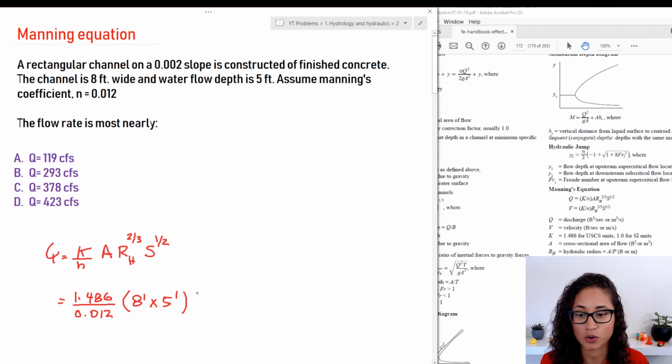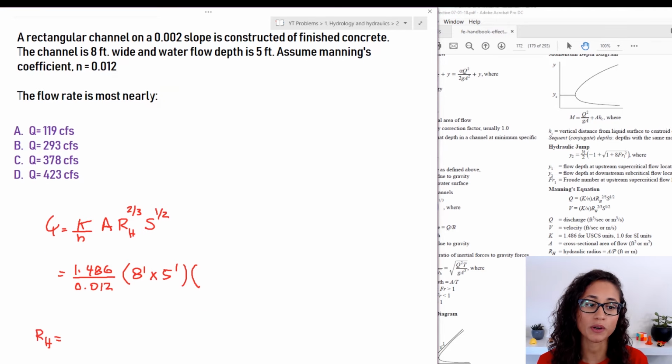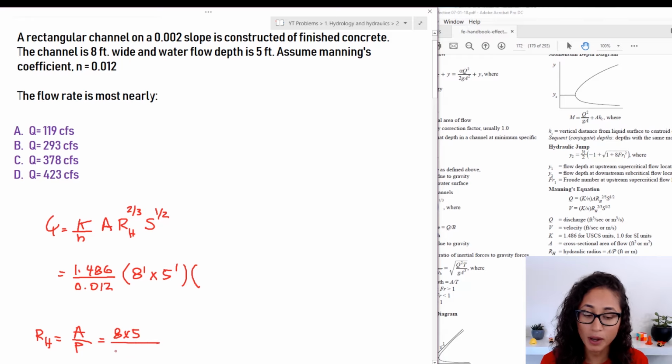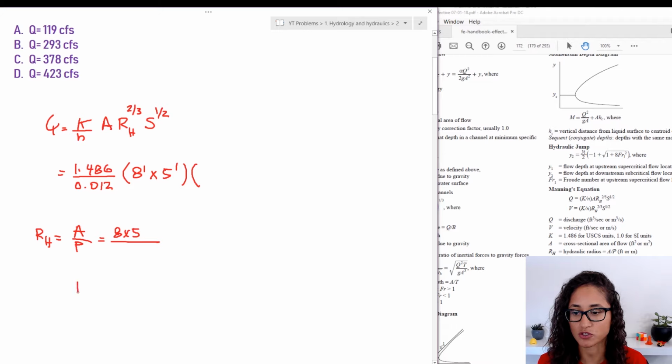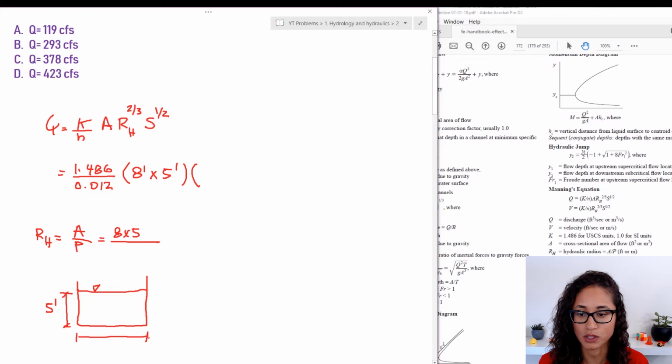Okay, now let's go over the R_H. So they already told us here what R_H is. R_H is equal to the area over P. The area here, we already said it's 8 times 5, right? So we have 8 times 5. For the wetted perimeter, let me show you how we're going to do that. Let's draw this rectangular channel. Let's say I have something like this. This is my rectangular channel. This depth, we said it's 5 feet. That's what was provided to us. And then the width of the channel is 8 feet, right?